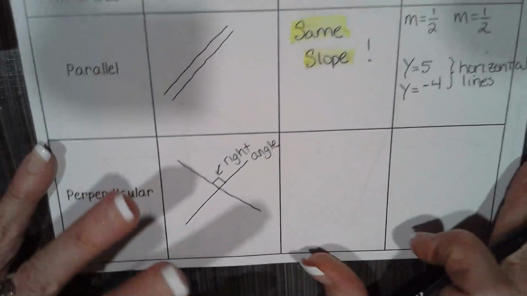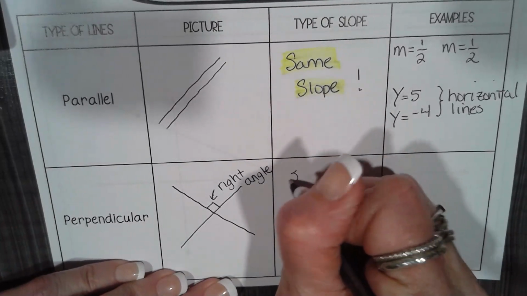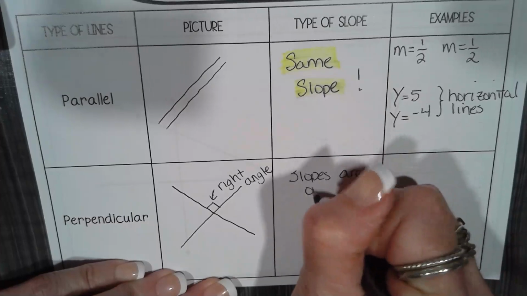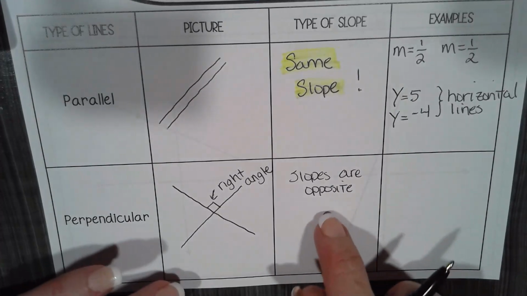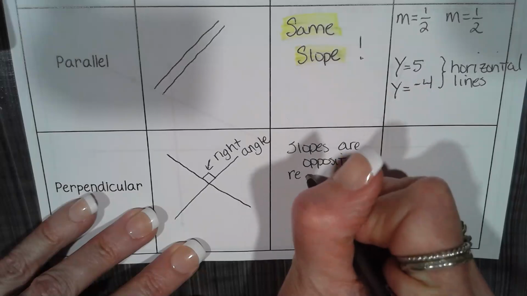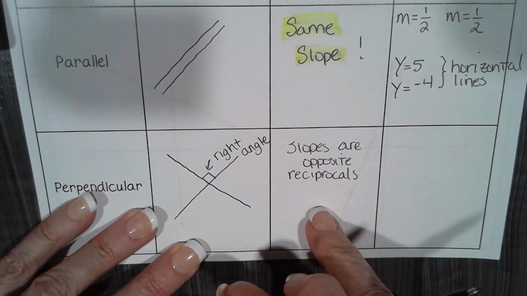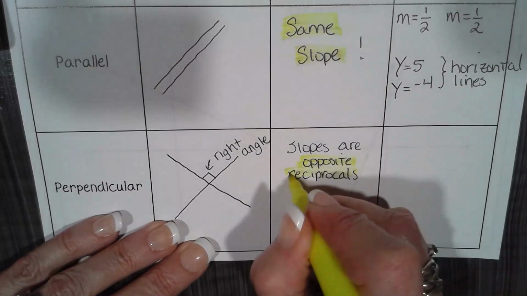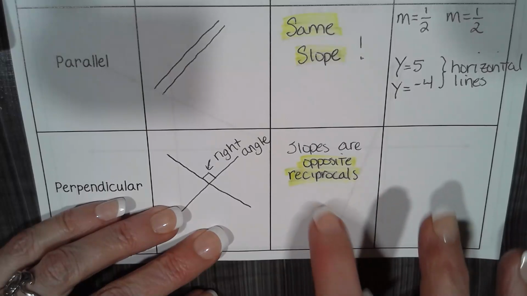And what types of pairs of slopes are we looking for? Well, the slopes are opposite reciprocals. Opposite means they're going to have different signs. One would be negative, one would be positive. Reciprocals means the fractions are going to be flipped. So this is a little bit more challenging than the same slope. The slopes will have opposite signs and the fractions will be flipped.